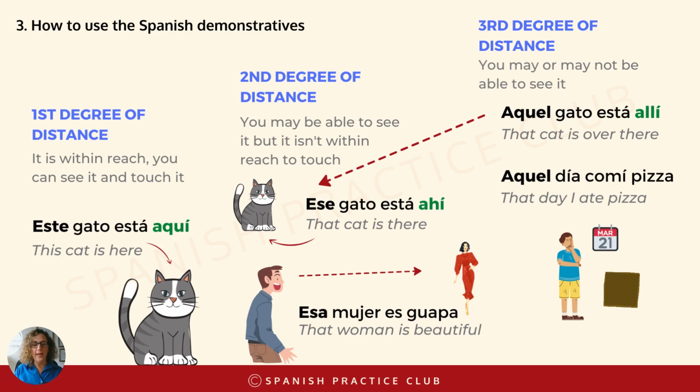Or a second example, esa mujer es guapa. That woman is beautiful. In relation to the man who is looking to a lady that is passing by on the other side of the street, for example. Third degree of distance, you may or you may not be able to see it. Aquel gato está allí. That cat is over there, far away from us. Or in third degree of distance in time, an example could be aquel día comí pizza. That day I ate pizza.